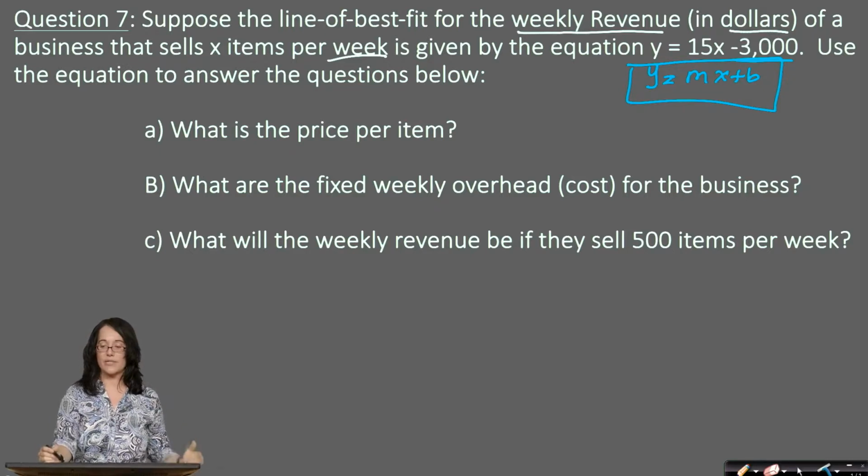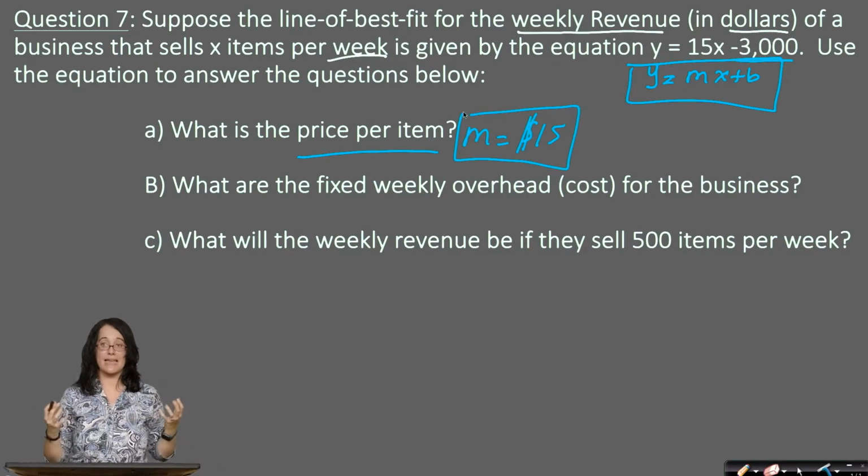And then you're going to increase the amount of revenue coming in by multiplying by 15 each time you sell an item. So what does that mean? Well, that means we know the price per item, don't we? It's going to be your slope. It's going to be m equals $15. For every item that I sell, revenue is coming in, okay? That's the revenue coming in here.